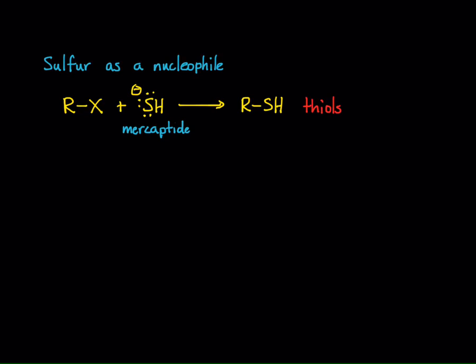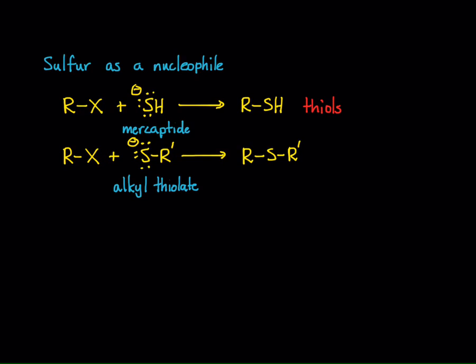Now, interestingly enough, a thiol is relatively acidic. I can take a thiol and treat it with sodium hydroxide and make an alkyl thiolate. And that alkyl thiolate is a good nucleophile. So I can take that alkyl thiolate and treat it with a halide or some substrate that has a good leaving group, and I can form R, S, R prime. The prime simply means that the R groups don't have to be the same, obviously. And so we form sulfides here.